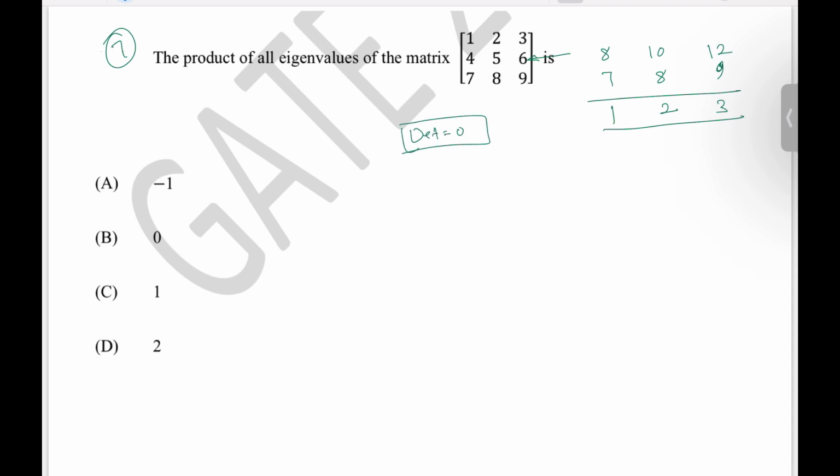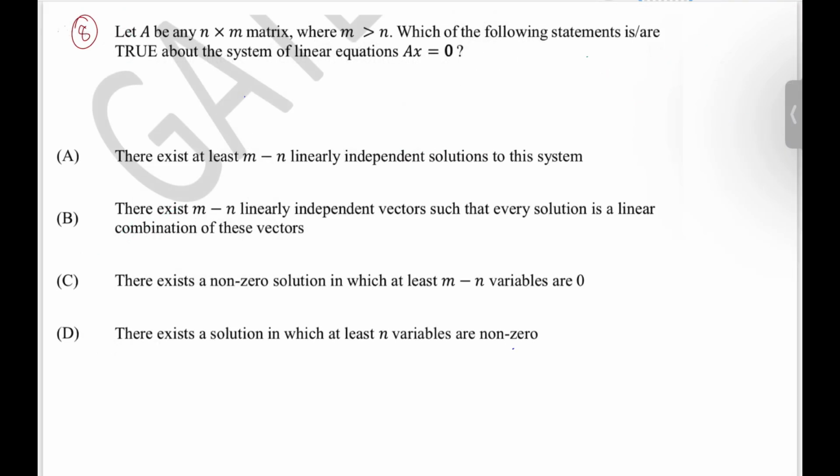That means the product of the eigenvalues will be 0, because one of the eigenvalues will be 0. Once we take the product of all those eigenvalues, what you will get is 0. So the correct answer for this is option B. Okay, now let's look at question number 8.